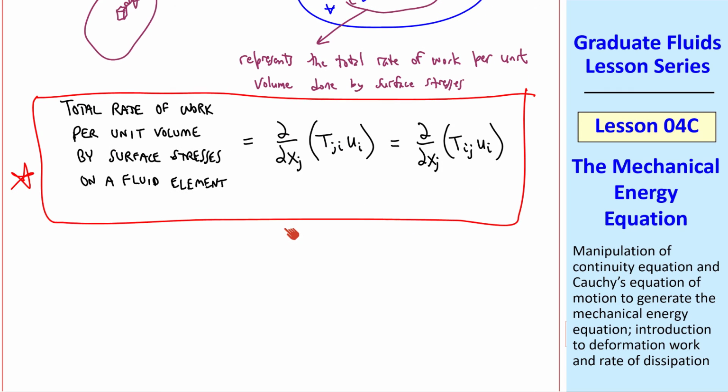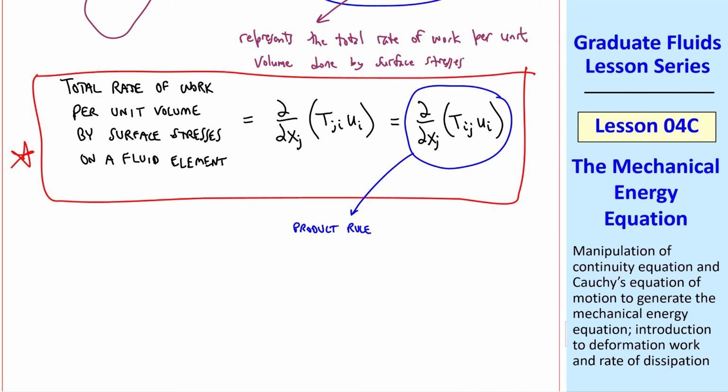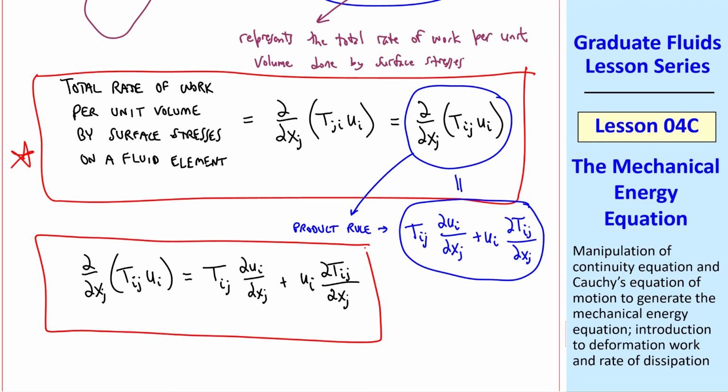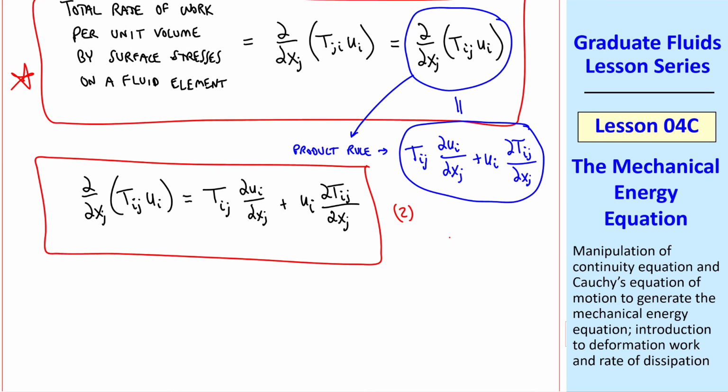Now let's do some algebraic manipulation, namely by the product rule. This term is equal to tij ∂ui/∂xj plus ui ∂tij/∂xj. The 2 circled blue terms are the same. I'll write this out because we'll need this later, and I'll call this equation 2. Let's just examine these terms.